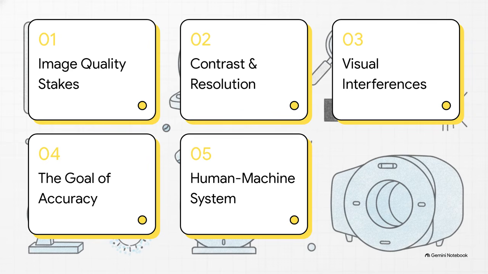To make sense of it all, we've organized this hugely complex system into 5 quick chapters for today's explainer. First, the stakes of image quality. Second, contrast and resolution. Third, noise, artifacts, and distortion. Fourth, the ultimate goal of accuracy. And finally, the human-machine imaging system.